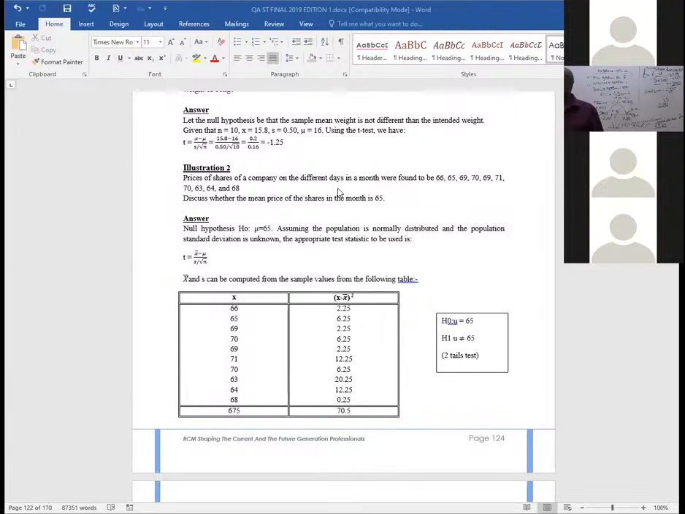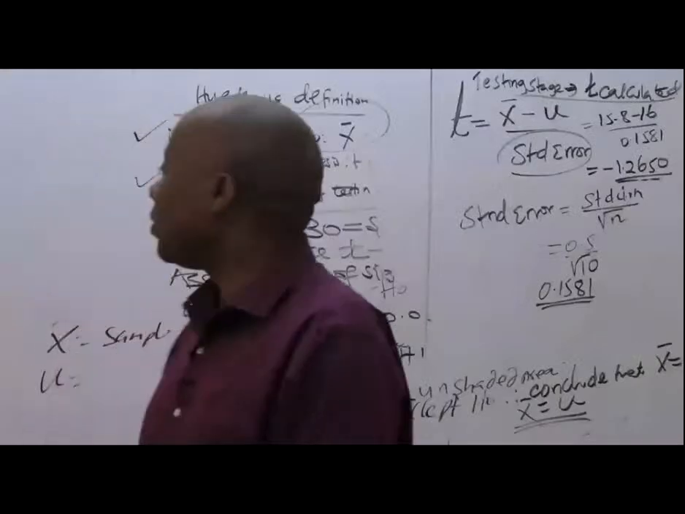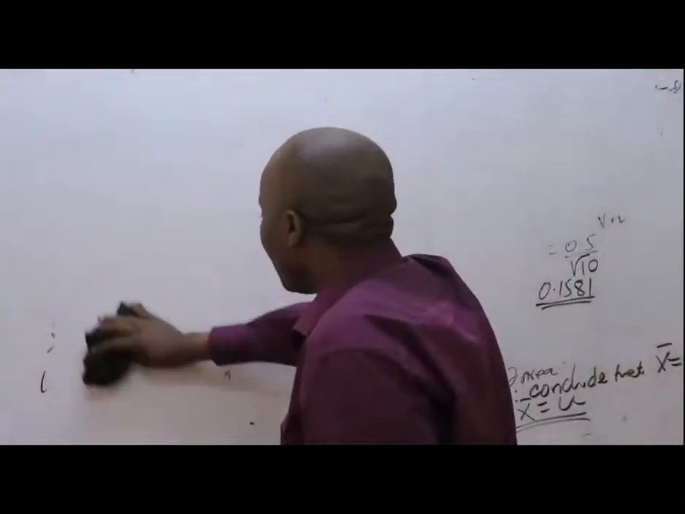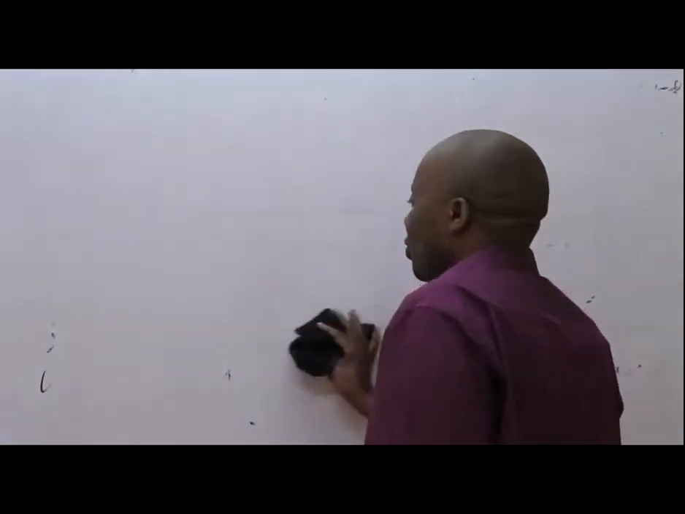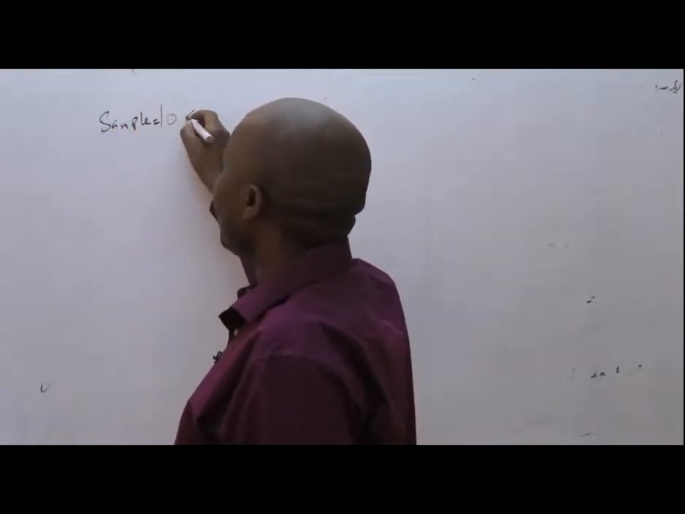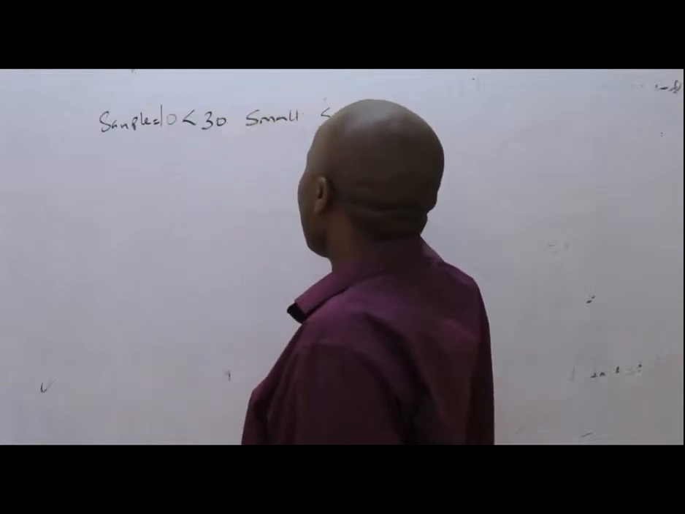Now look at this. These guys have given us a sample of the daily prices. How many are they? 1, 2, 3, 4, 5, 6, 7, 8, 9. There are 10 prices. So the first thing that I'll do is to appreciate that we've got 10 samples. And if you've got 10 samples, ladies and gentlemen, there is no problem. We are using a small sample, a sample of 10, which is less than 30. So this is what we call a small sample.